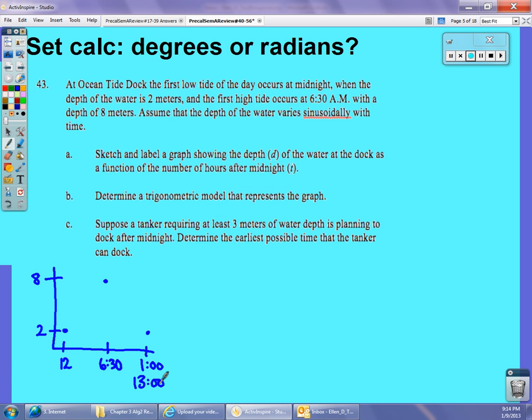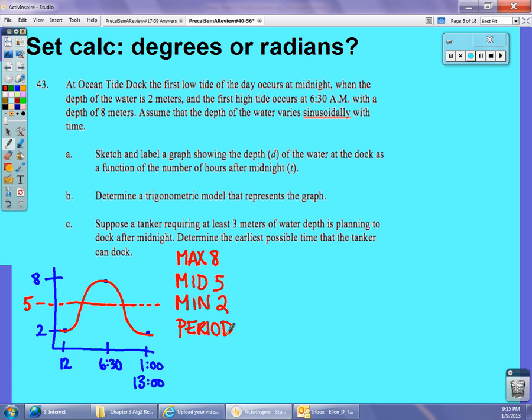Now, let's draw in our graph. Notice that our maximum is 8. Our minimum is 2. Our midline, therefore, is an average of those two values, or 5. Our period is the length of the entire cycle, which is 13 hours.